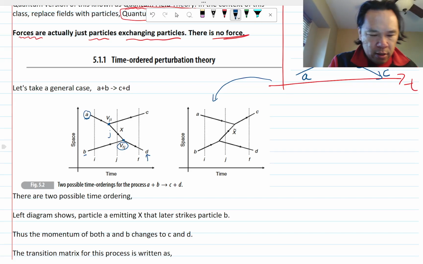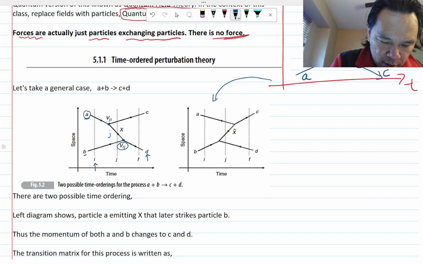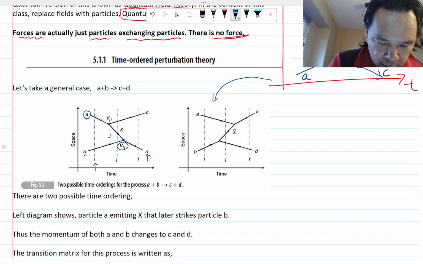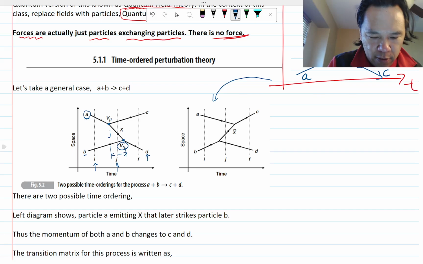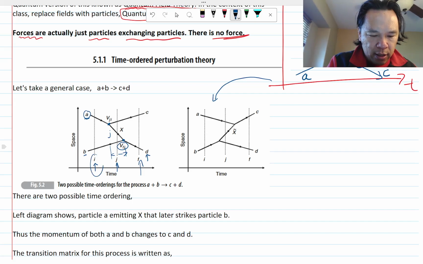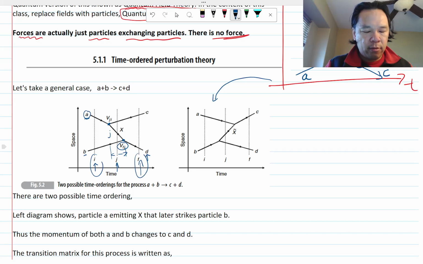Okay, so this is the initial state, and then the intermediate state is actually this broad spectrum part here, J, and then the final state is what actually comes out. Okay, so in reality we only see the initial and the final.